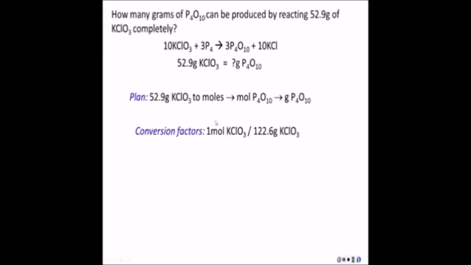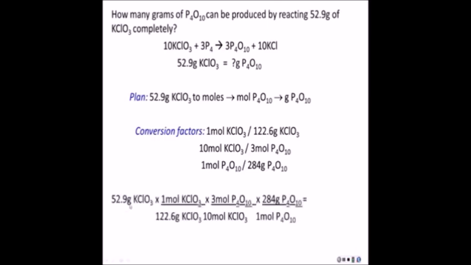Here's the molar mass of KClO3. Here's the mole ratio from the equation, so the 10 to 3. And that's why you'd have to have a balanced equation to do these. And lastly, here's the molar mass of P4O10. All right, let's set them up. My grams of KClO3 I'm starting with, I can cancel those out. Moles of KClO3 would go next. Moles of P4O10. And finally I get an answer of 36.7 grams.